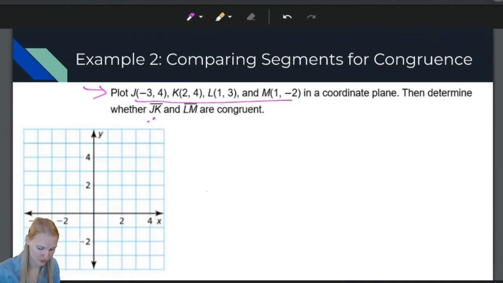Okay, so first, let's plot these points. J is at -3, 4. K is at 2, 4.